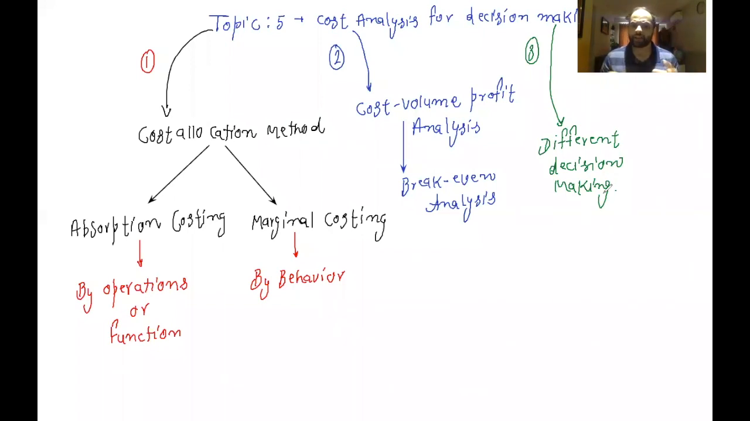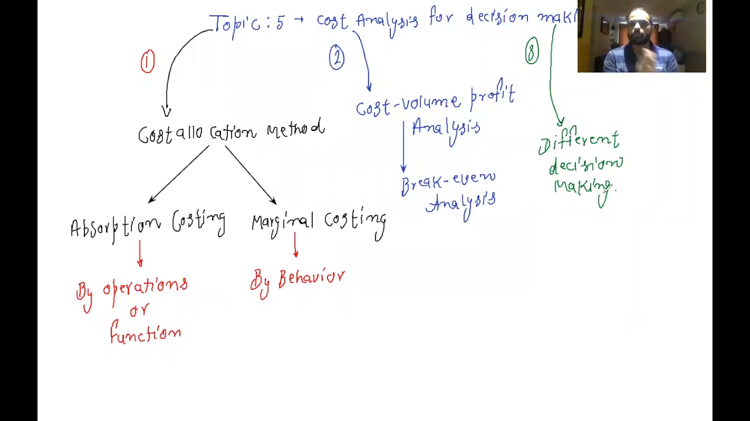So the idea is that before making any kind of quick decision, we have to analyze it. We have to analyze the cost. And after analyzing the cost, then we will decide, yes, we should continue or we will discontinue. So we have 5 different kinds of decisions that a company has to make. Right? So you will study those 5 different types of decision. That's the whole idea for this topic.